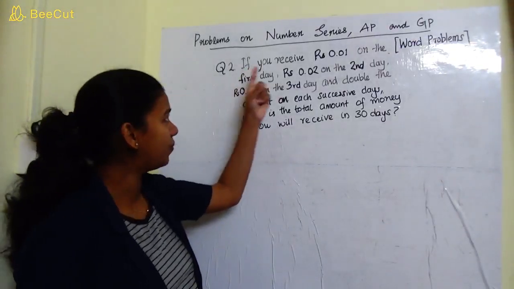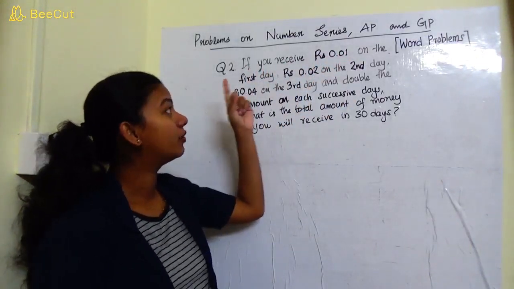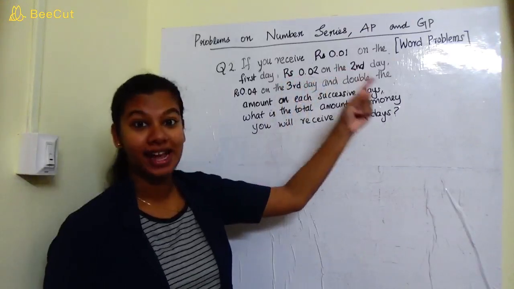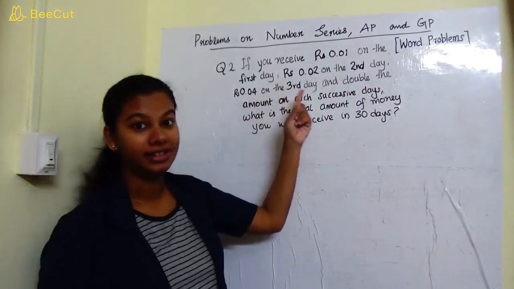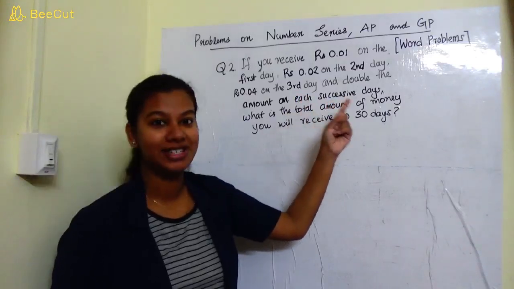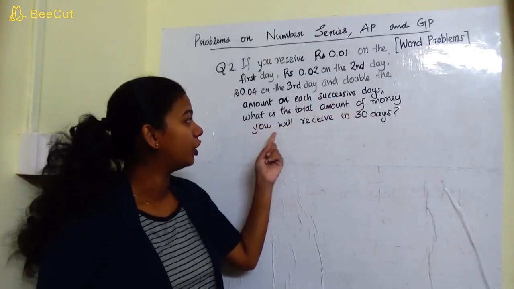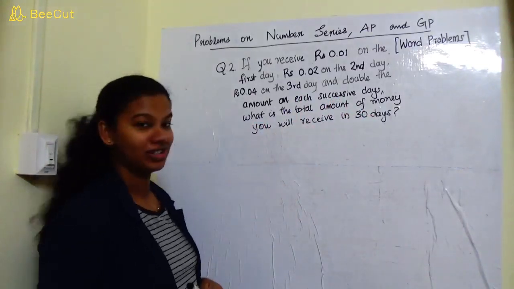If you receive rupees 0.01 on the first day, rupees 0.02 on the second day, rupees 0.04 on the third day, and double the amount on each successive days, what is the total amount of money you will receive in 30 days? Okay. So let's write down the sequence.